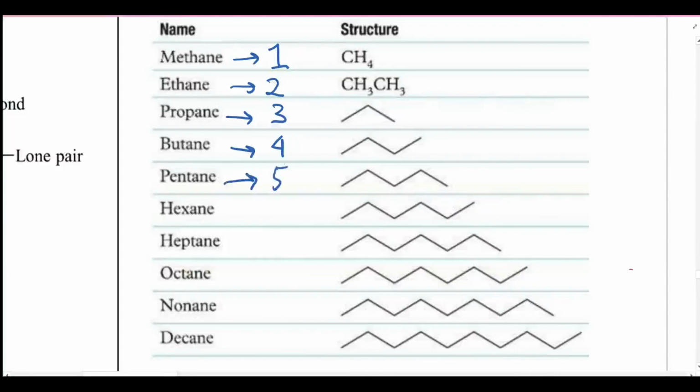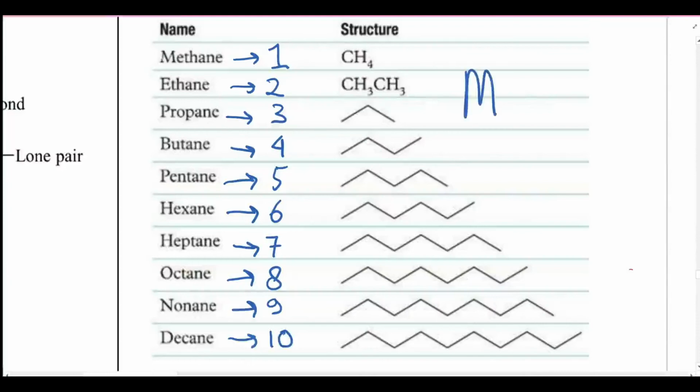Pentane is 5, like pentagon. Hexane is easy as well, because it's hexagon, so hexane is 6. Heptane is 7. Octane is 8. Nonane is 9. And decane is 10. Now, I do want you to memorize this, because we're going to go into the organic nomenclature, and essentially I want you to be able to name a structure based on its structure and so on.